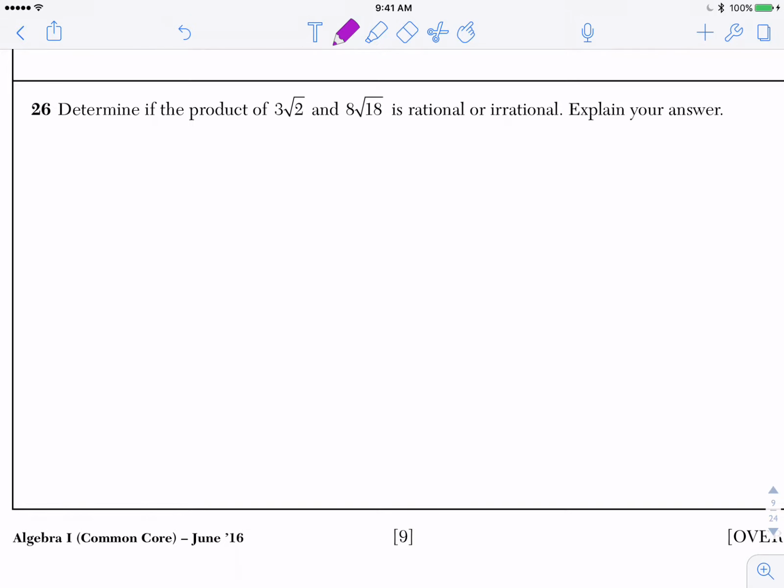Okay, for number 26, a rational or irrational question. It says determine if the product of those two terms is rational or irrational, and explain. So we're not awarded credit here for just a simple 50-50 guess. The product here, if you're not comfortable doing it, you can do it in a calculator. We're multiplying these two together. Should be an 8.